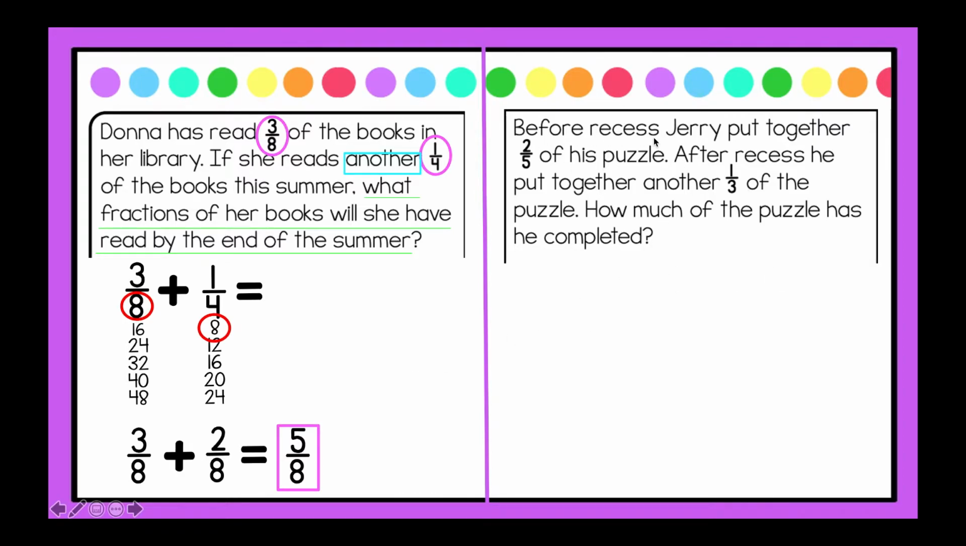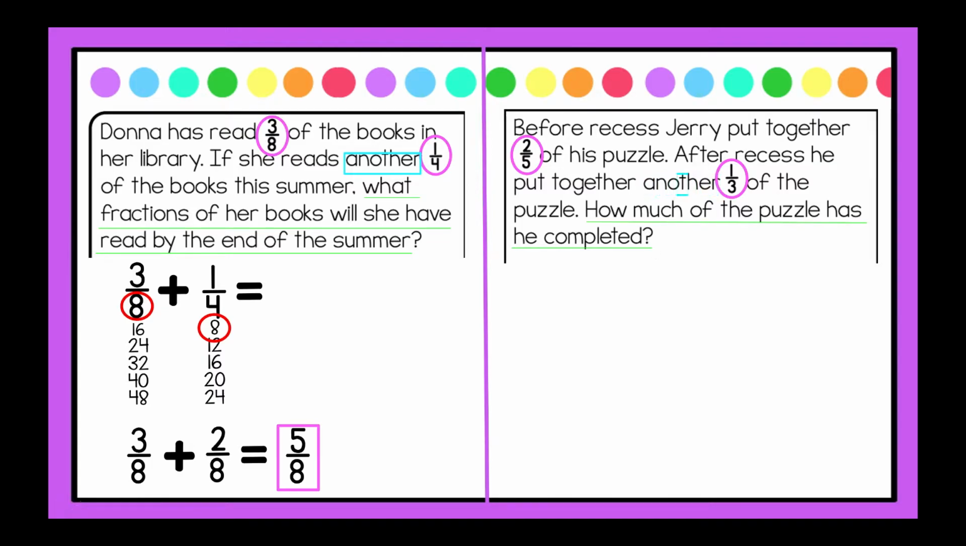Before recess, Jerry put together 2/5 of his puzzle. After recess, he put together another 1/3 of the puzzle. How much of the puzzle has he completed? Let's do the CUBES strategy. Circling the numbers. There's 2/5, there's 1/3. Then we have underlining the actual question. How much of the puzzle has he completed? That's what we're trying to go for here.